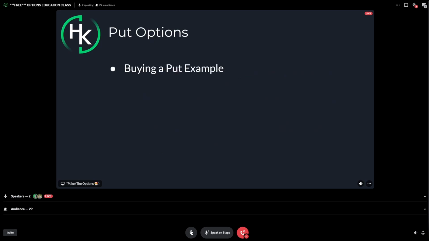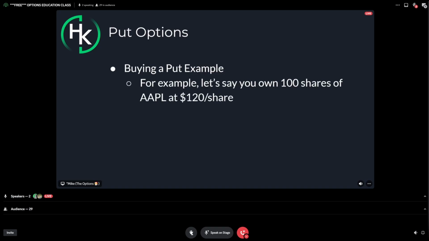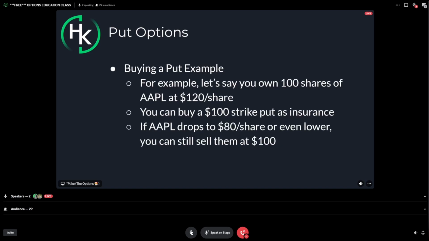Let's go over a quick example of buying a put. Let's say you own 100 shares of Apple at $120 per share. You can buy, say, a $100 strike put as insurance. So you own it at 120 and you buy a $100 strike put. If Apple drops to, say, 80 or anywhere under 100, you still have the option to sell your shares at the strike price of $100. So it's a great way to hedge your portfolio in case stocks drop very hard.